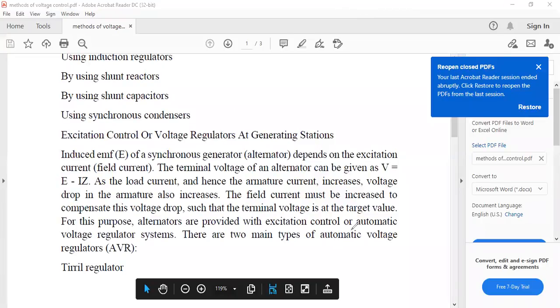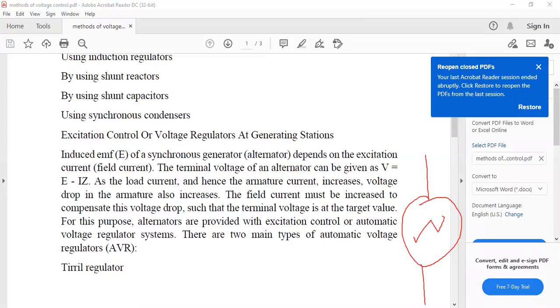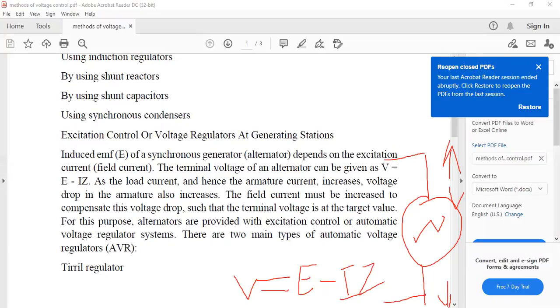Suppose you take a machine, say this is an alternator. The induced EMF depends upon the excitation control, and the voltage appearing across this alternator is the terminal voltage, which we generally denote with V. V depends upon the EMF generated in the machine minus the drop. The drop can be represented as I into Z, where Z is the impedance and I is the current. So V is equal to E minus IZ.